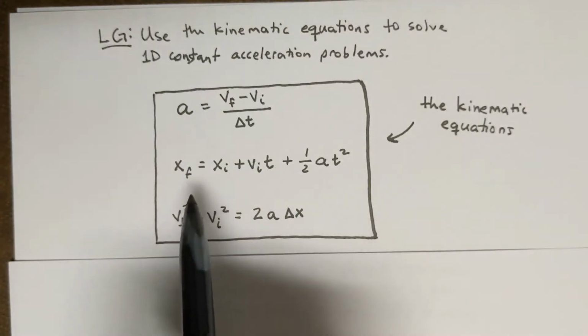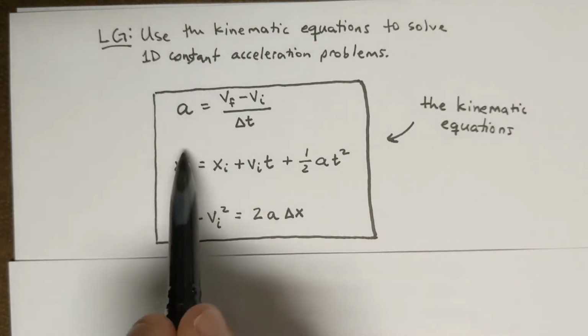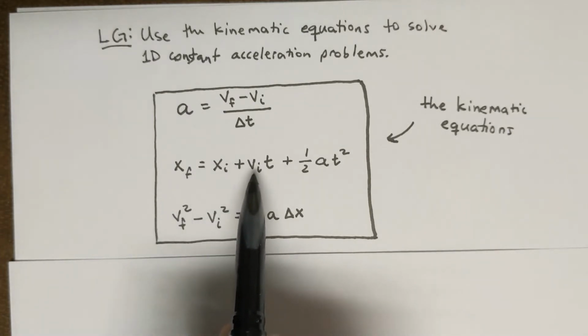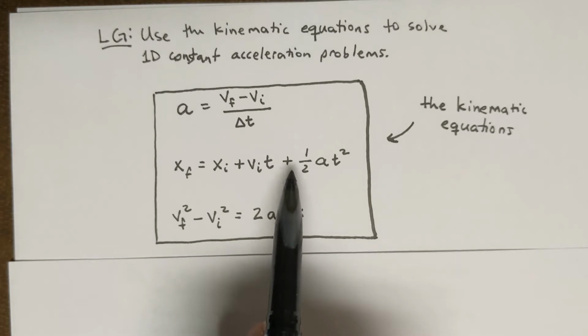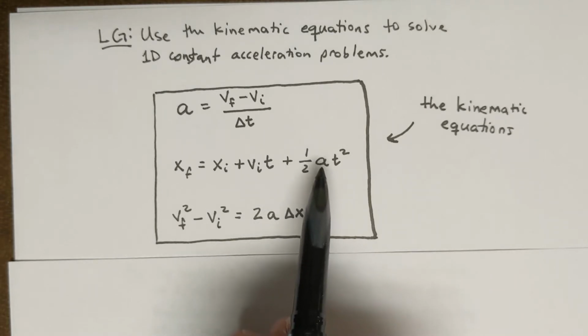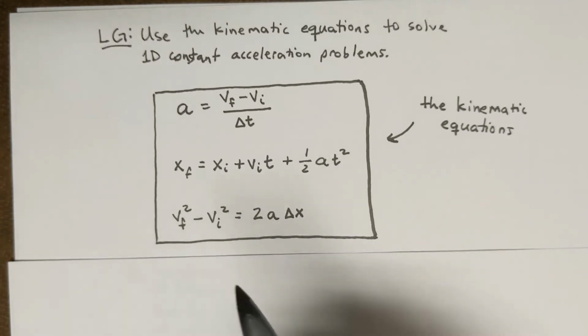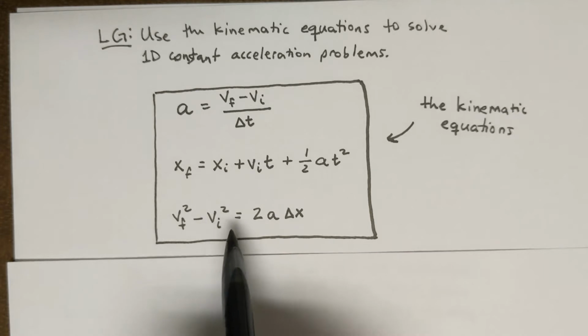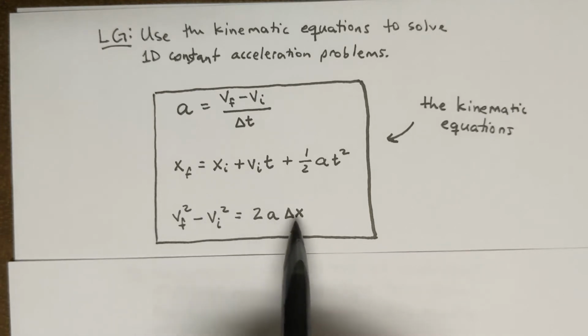The next equation on our list is a new one. This one is that the final position of an object is equal to the initial position of the object plus the initial velocity times the time, plus 1/2 the acceleration of the object times the time squared. And then the last of our three equations is also a new one. This one says that the velocity final squared minus the velocity initial squared of the object is equal to 2 times the acceleration times the displacement.